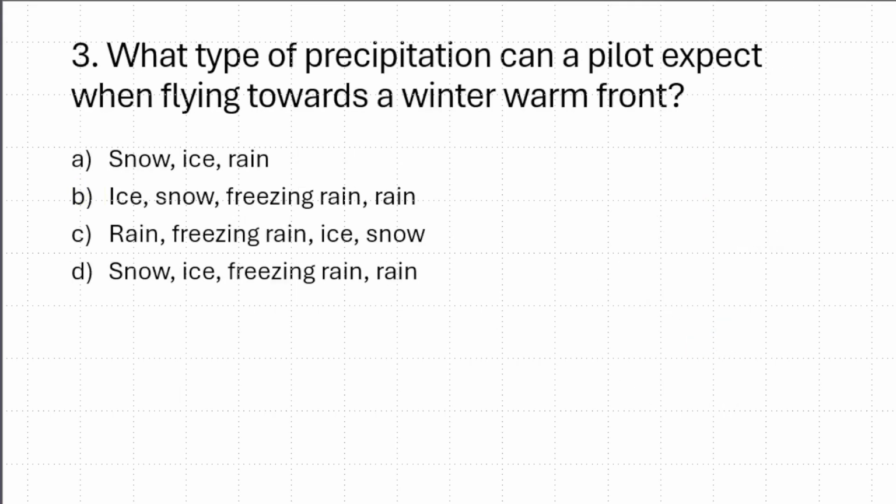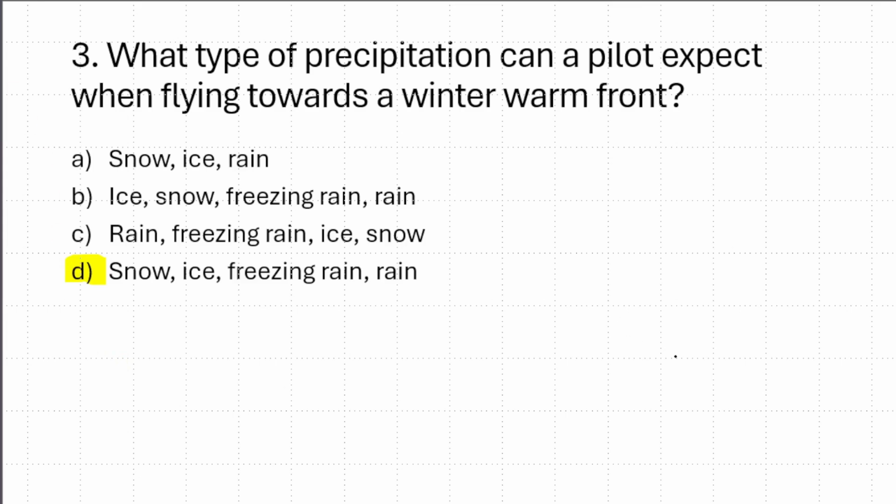Number 3, what type of precipitation can a pilot expect when flying towards a winter warm front? I'll give you a second to pause the video. Okay, so our answer for number 3 is going to be D. We're going to get snow, ice, freezing rain, and then rain.